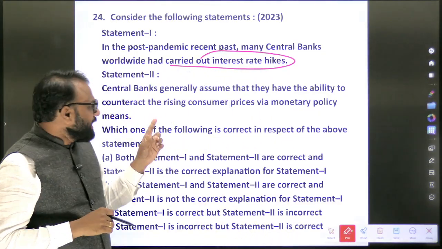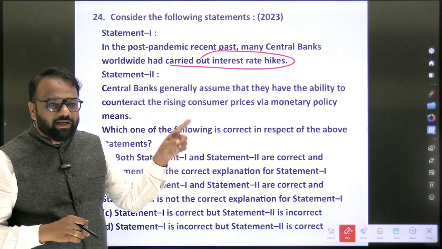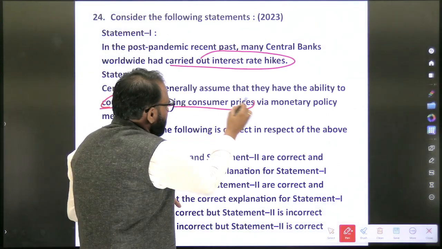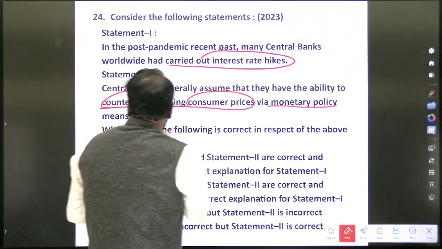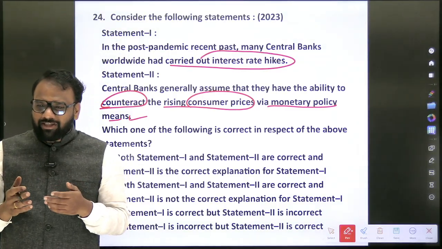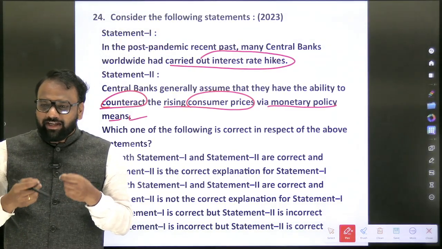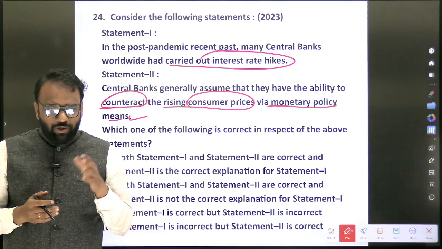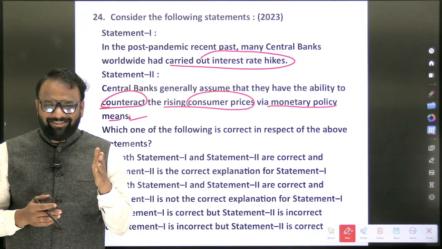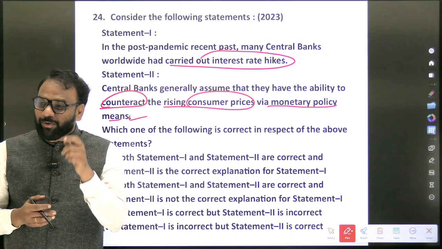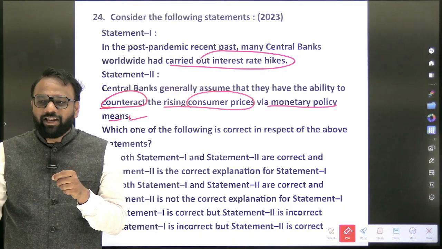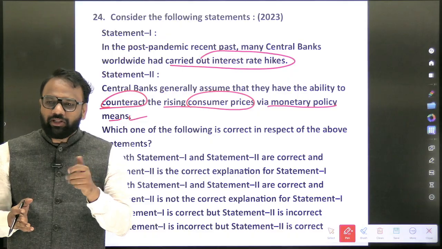Now, central banks generally assume that they have the ability to counteract rising consumer prices via monetary policy means. Yes or no? What is the intention of monetary policy? Growth, right? Yes, it is stability, to control inflation. Growth is one of its objectives, but it is a secondary objective. The primary objective is to control inflation.